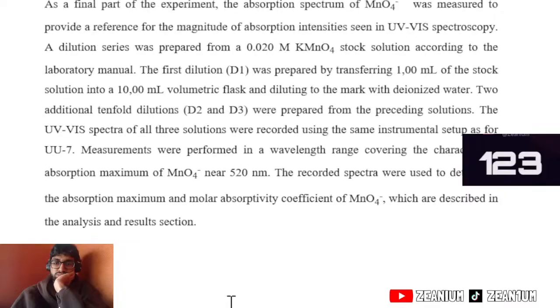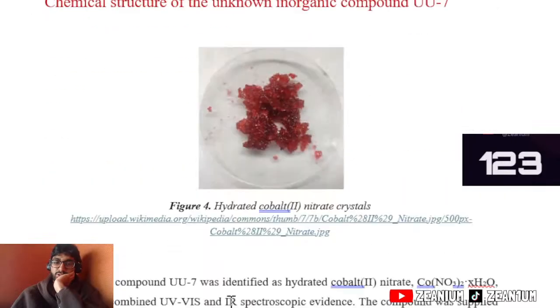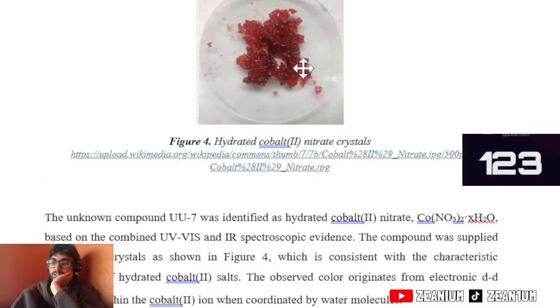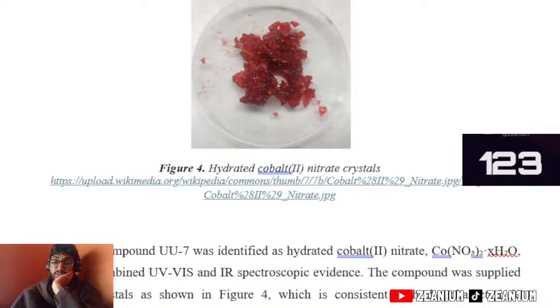Some reference measurements. So this was the compound, basically. I don't know if you can see it. It's like a red crystalline inorganic compound.